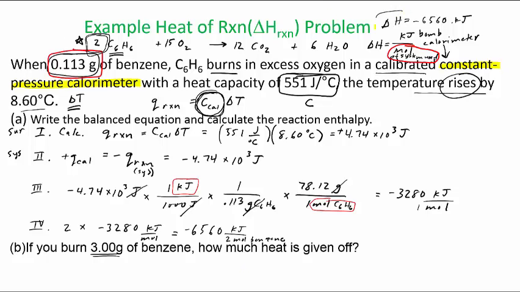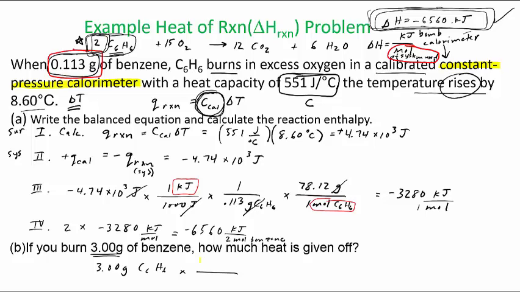Okay. So if you burn 3 grams of benzene, how much heat is given off? So the magic of this number is, once we have this number, this is like a set number for this reaction. So you'll see that enthalpy or heat changes for reactions are specific for whatever reaction that it's for. So if we have 3 grams of benzene, okay, and we want to know how much heat is given off, we could use our conversion factor up here, that this much heat is released per 2 moles of benzene. So we change this to moles. So 1 mole of benzene is 78.12 grams.